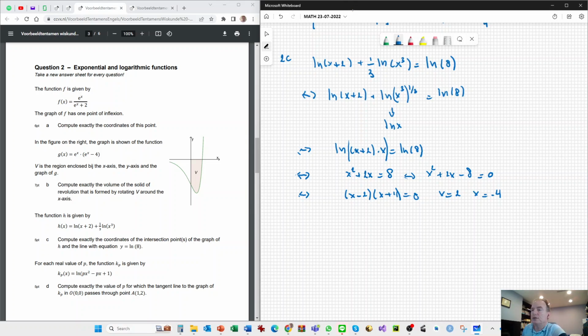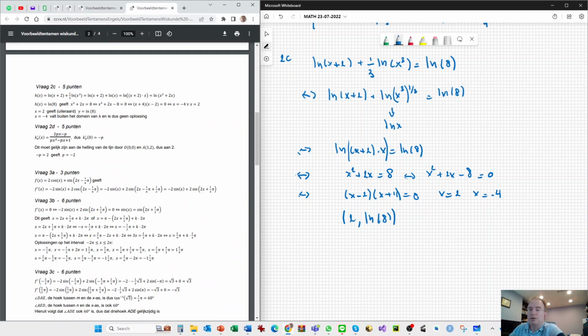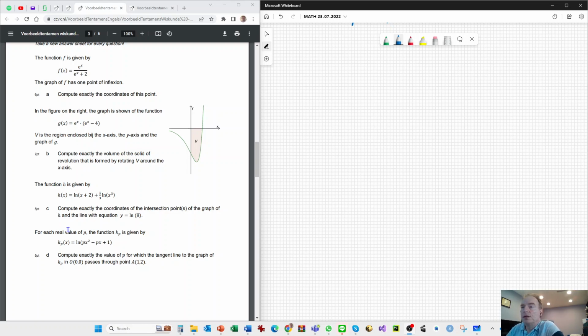Alright, so I shouldn't make the same mistake of not also writing the y-coordinate, although it's trivially log 8. So anyway, still write down the full coordinates, 2 and log 8. Okay. Next question.